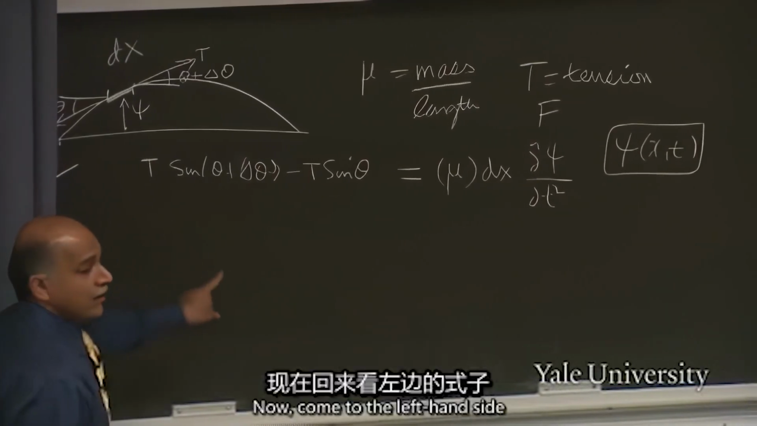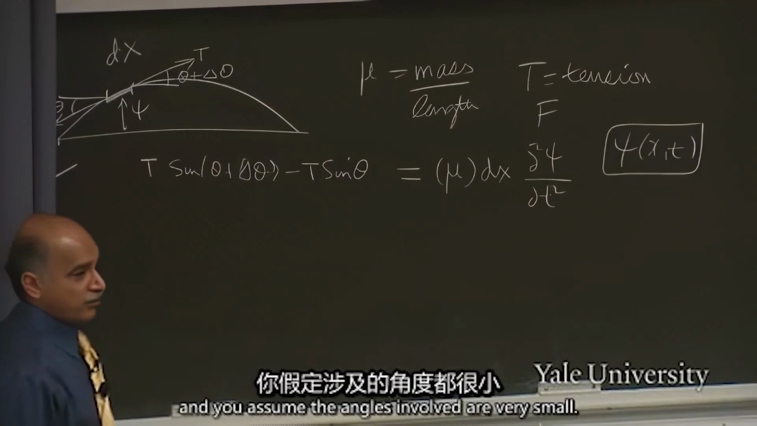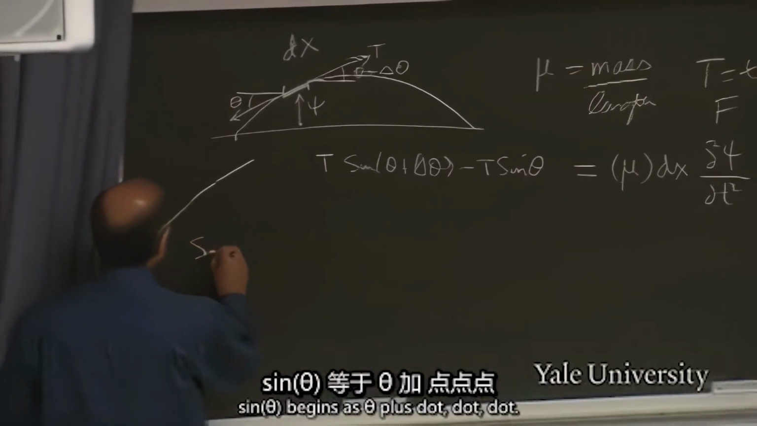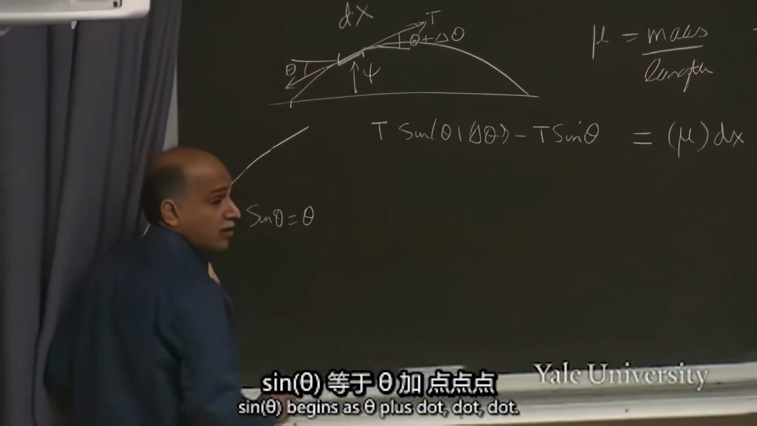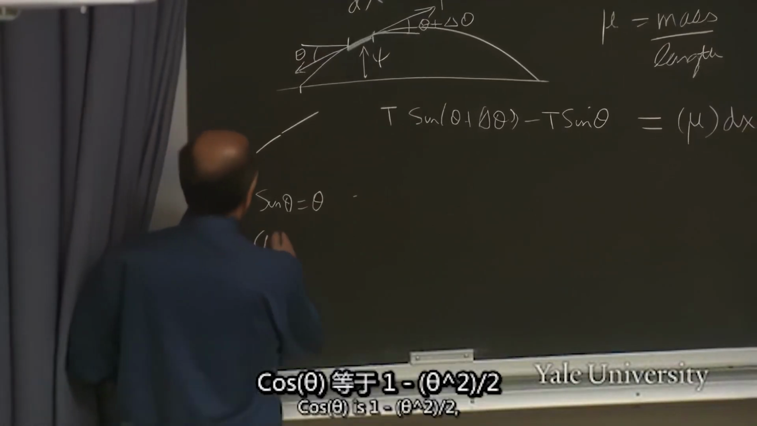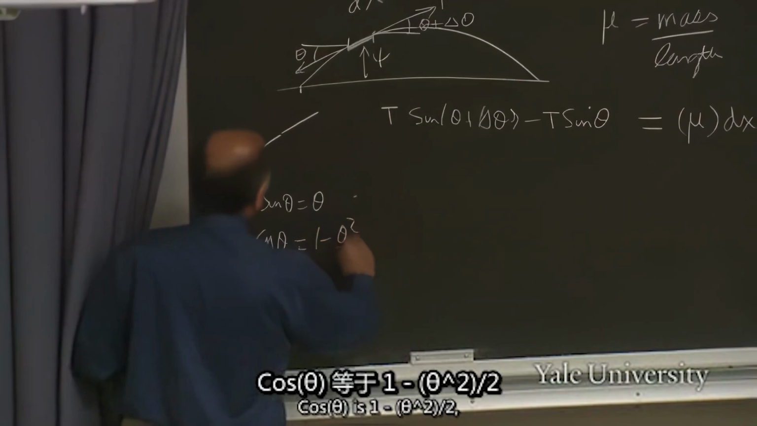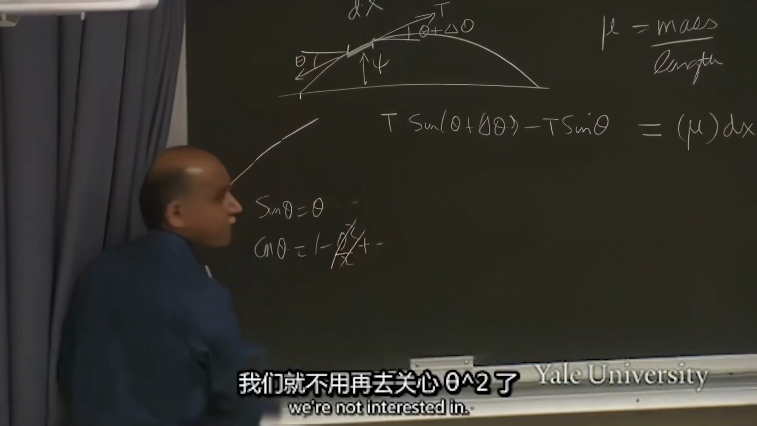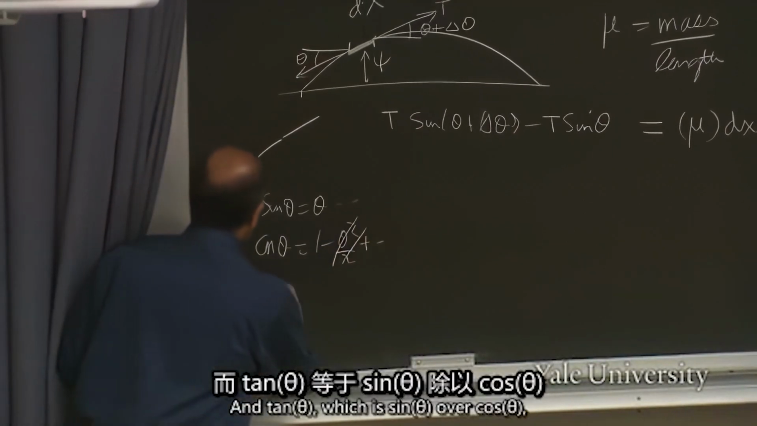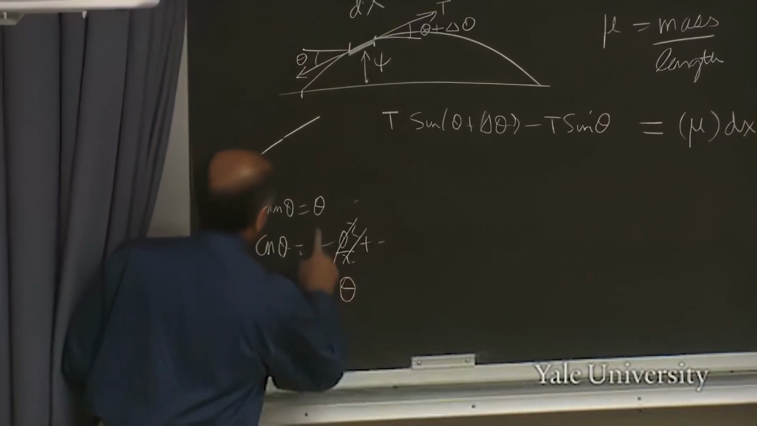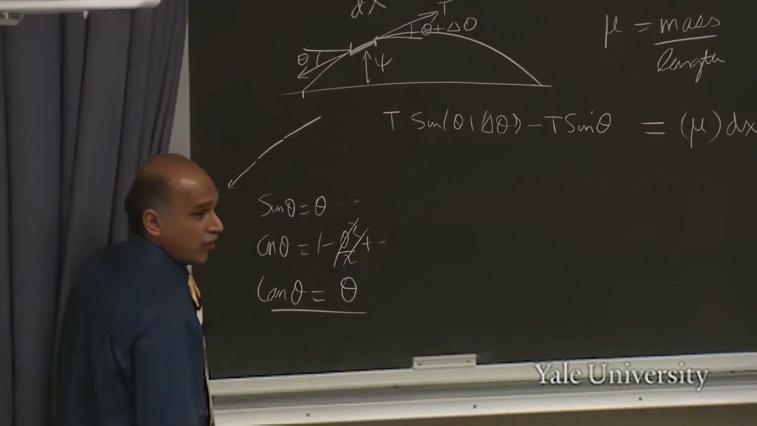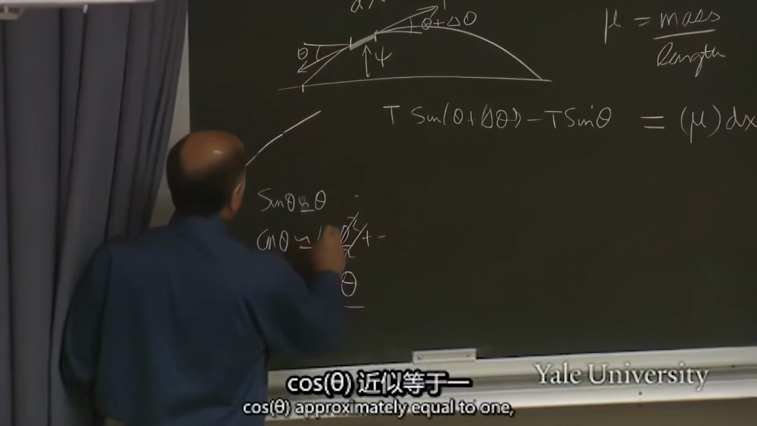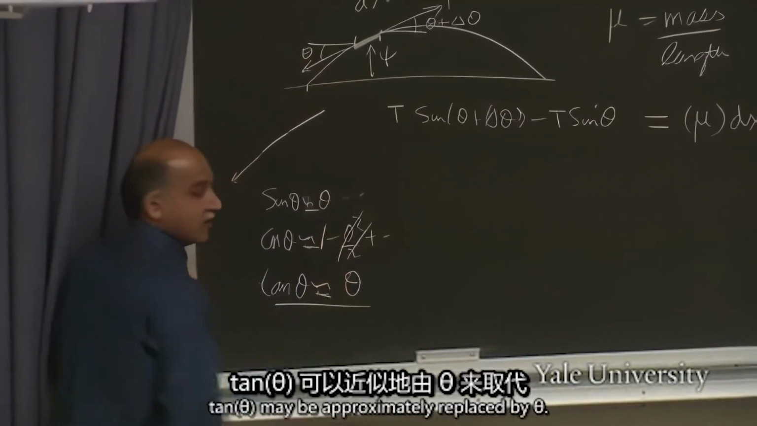Now come to the left-hand side, and you assume the angles involved are very small. The angles involved are very small. I remind you of the following identity. Sine theta begins as theta plus dot dot dot. You remember the series I wrote for you. Cosine theta is 1 minus theta squared over 2. And we have decided that we are going to treat theta as so small that theta squared we are not interested in. And tan theta, which is sine theta over cosine theta, is now theta over 1, which is theta. So the small angle approximation is sine theta approximately equal to theta, cosine theta approximately equal to 1, tan theta may be approximately replaced by theta.